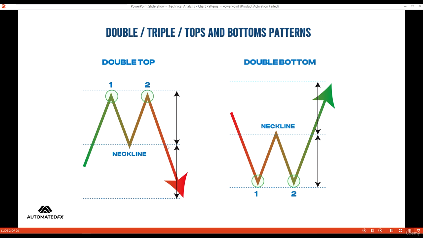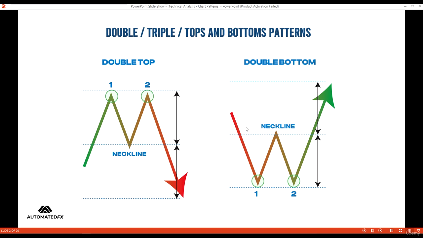But if it happens to come down to the neckline region and then breaks the neckline region, we are estimating that the market will then come down to a level which is approximately in size the same as the level from the neckline to the top of the double top. As you can see, I've drawn out these arrows here. Now this arrow is the same distance as the arrow here. So the market, after breaking this level, will at least reach this level. So that's how a double top will typically play out.